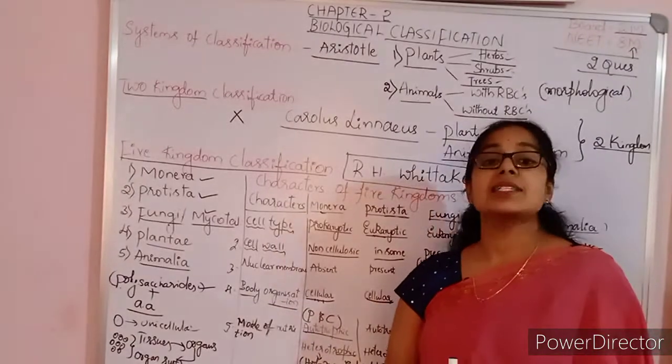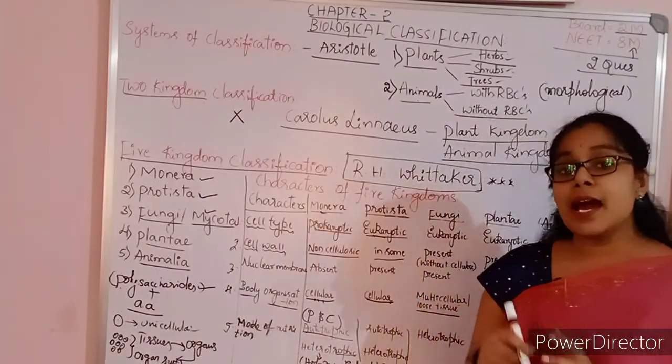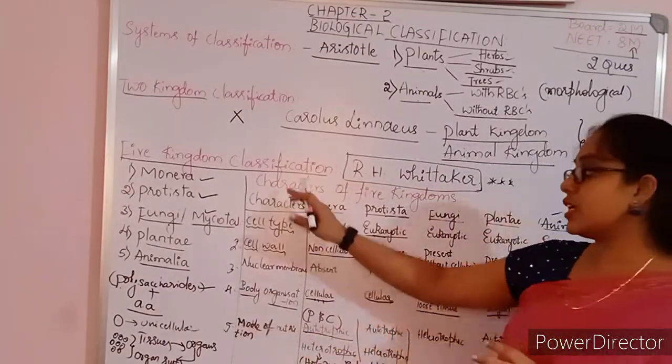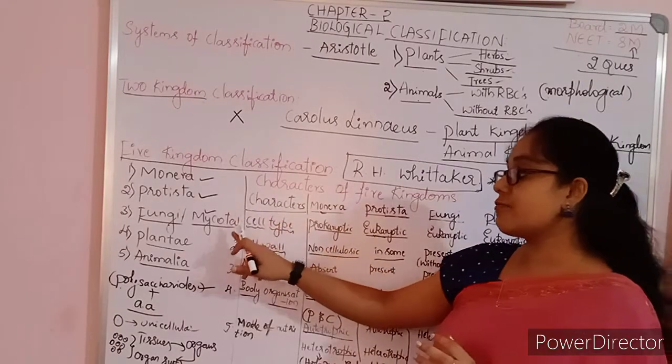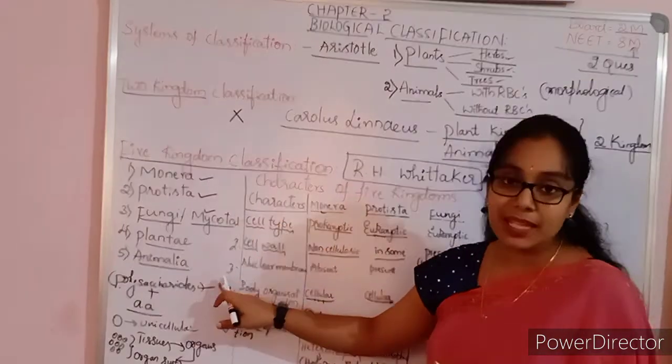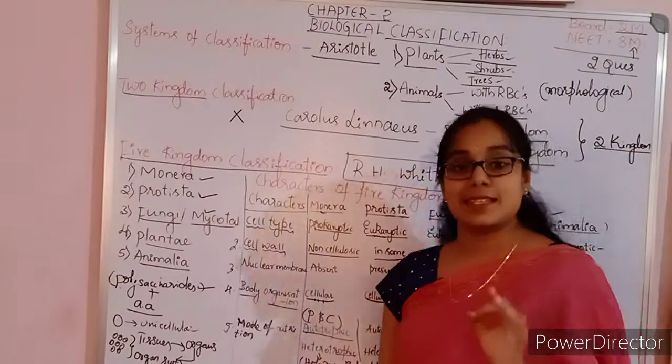So in the next class, we are going to study the characteristic features of kingdom Monera, kingdom Protista, Fungi, Plantae and Animalia along with their examples.